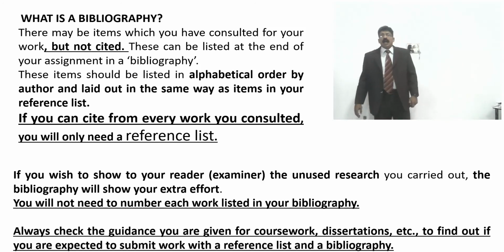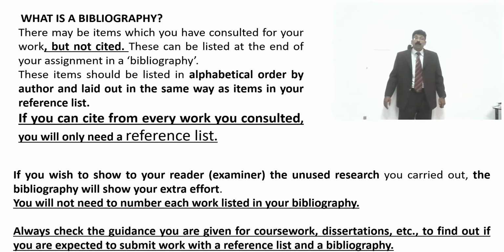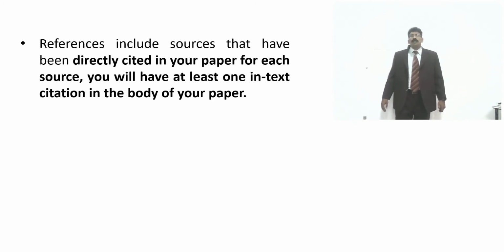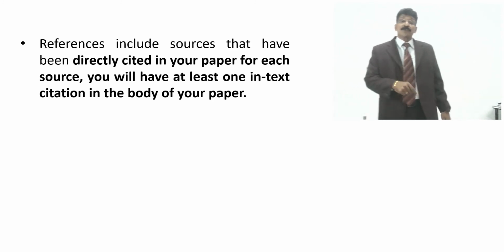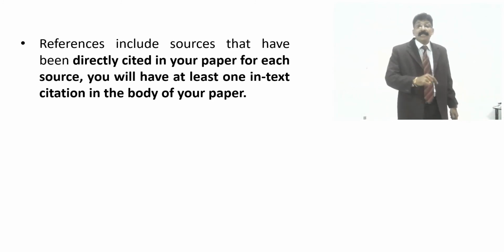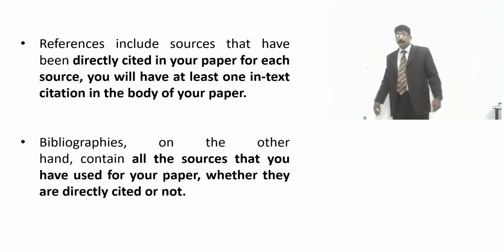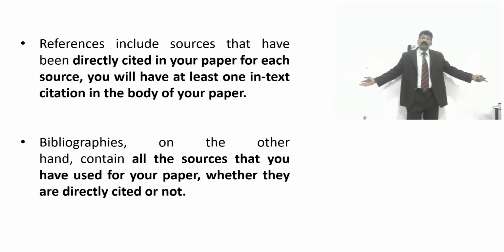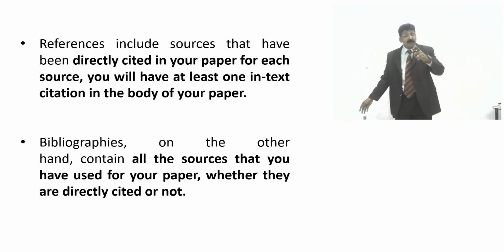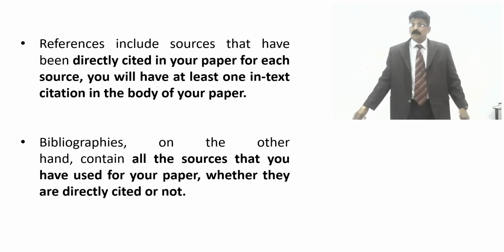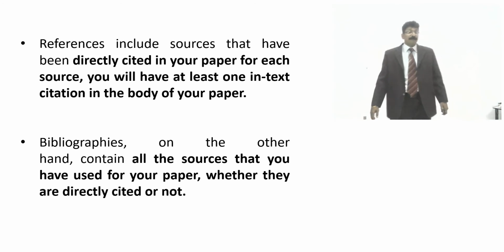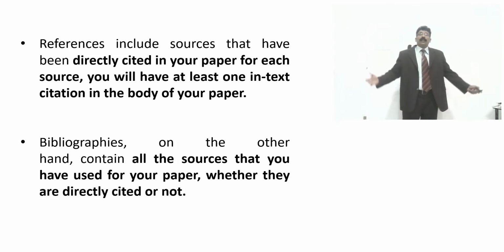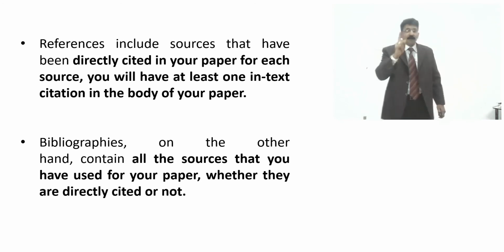And find out if you are expected to submit work with a reference list and a bibliography. References include sources that have been directly cited in your paper. Each source in the list must be cited at least once in the body of the paper. Bibliographies, on the other hand, contain all the sources that you have used for your paper and work, whether they are directly cited or not. Sometimes it may not be cited. Understand? So bibliography is wider when we compare it to reference. References are particular: you have to cite them and write them in the reference list.